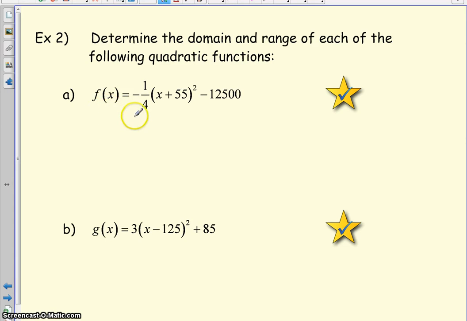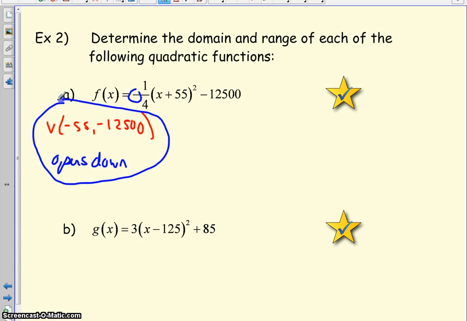So just by looking at this function here, you can probably tell me a couple things. You can tell me the vertex is at -55, -12,500. Okay, and from the a value being negative here, you can tell me that this opens down. This information, the vertex and the direction of opening, is all we need to find the domain and range. And I'll show you how.